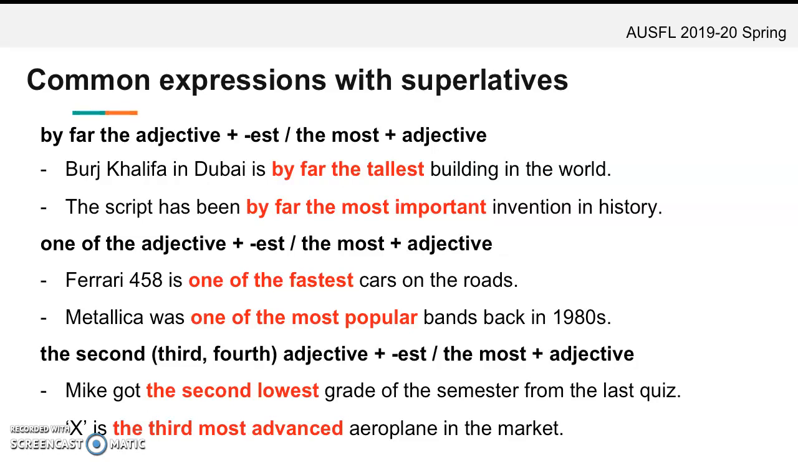The statement about Mike tells us that he had got a lower score from another quiz before. The statement about the airplanes tells us that there are two other airplanes more advanced than X.